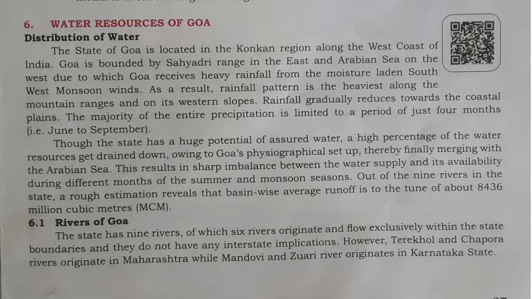As a result, the rainfall pattern is the heaviest along the mountain ranges and on its western slopes. Rainfall gradually reduces towards the coastal plains. The majority of the entire precipitation is limited to a period of just 4 months, June to September.